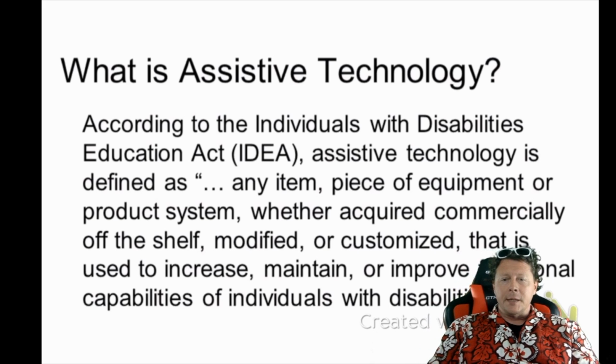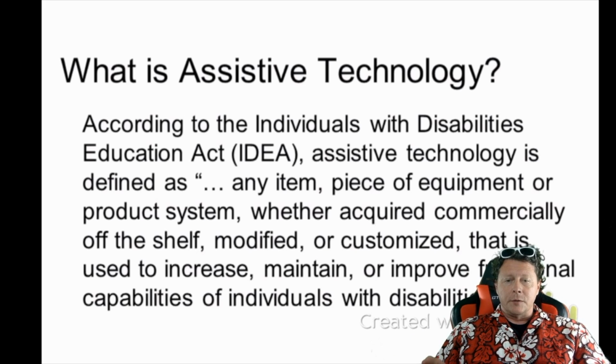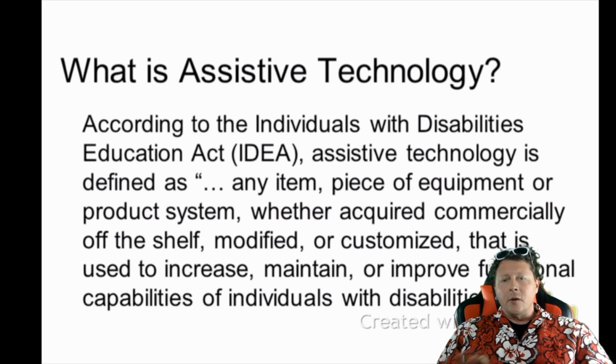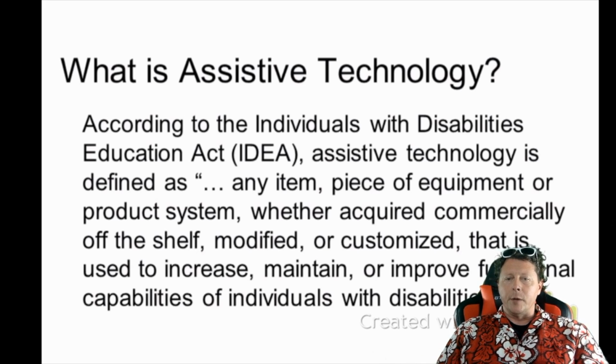So how do we make that clear in our head? If you create something special to meet that need for a student who has a disability, that could be an assistive technology. You could use off-the-shelf technology, let's say a Chromebook with some accessibility features, to improve the functional capabilities of an individual with a disability. There are lots of ways that this could come about, and we'll talk about a few here in a minute. So let's go to the definition of Universal Design for Learning.